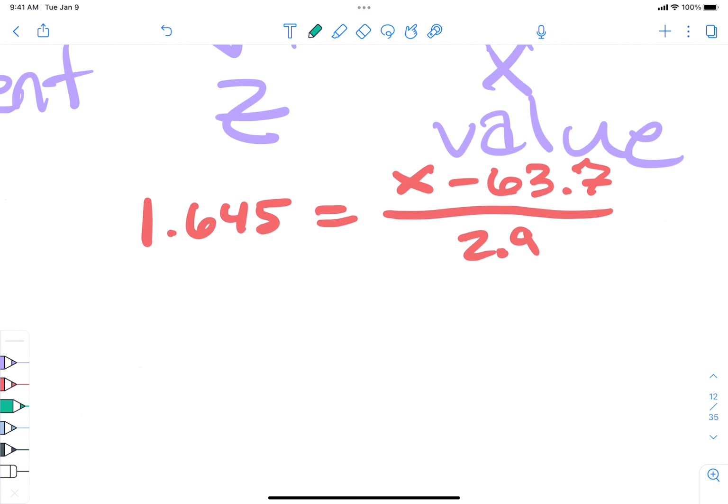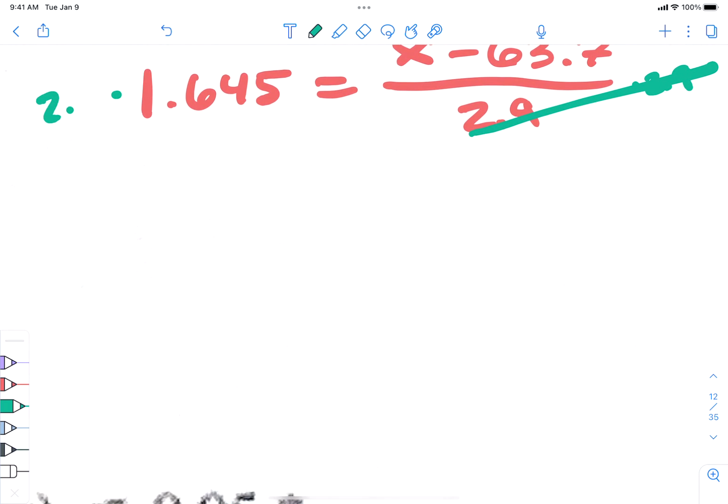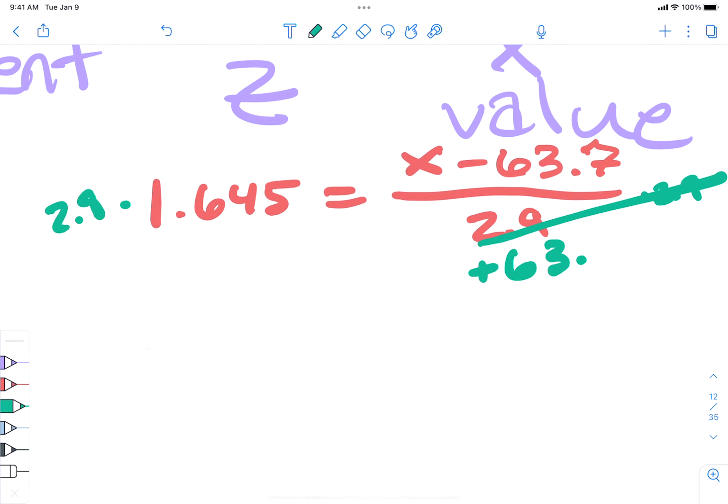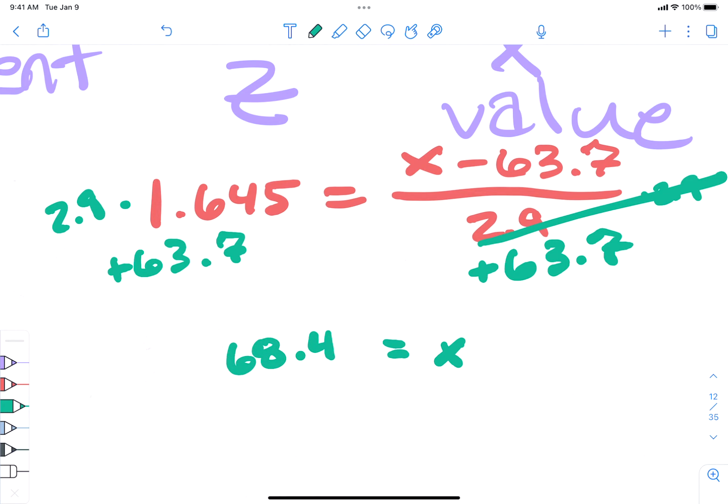How do you find X now? Multiply by 2.9. After you multiply that by 2.9, keep that number in your calculator, because then you're going to add the 63.7. Exactly. So X is, how tall do we have to be? 68.47. 68.47 what? Percent? No. Inches. That's a cutoff mark for inches.